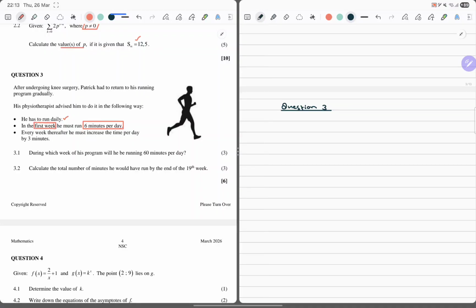Okay, guys, let's put some sense into this. Every week thereafter, he must increase the time per day by 3 minutes. Now it says during which week in his program will he be running 60 minutes per day? Now this is good because this is per day, so we don't have to worry about multiplying the number of minutes per day for the entire week. Now we just have to take it easy.